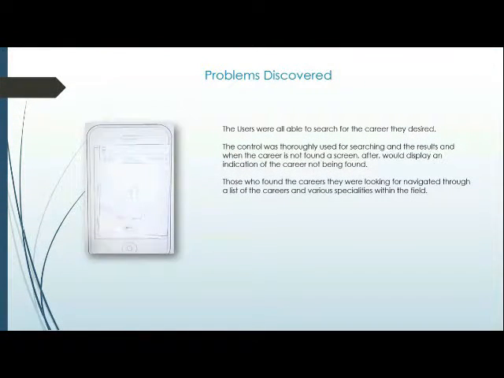And then users were all able to search for the career they desired. As I said before, those who found the careers they were looking for navigated through a list of the careers and various specialities within the field. And then those that did not find their career, the screen would indicate or display that the career was not found.